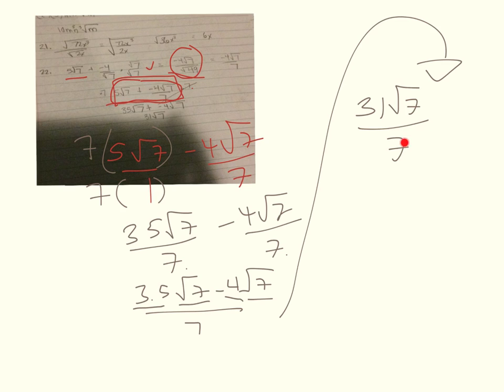I'd like to cancel these 7s, but one's in the square root and the other one's not, so I can't cancel them. If the 7 would have gone into 31 evenly, I could have canceled that, but it doesn't go in evenly, so I'd leave it just like that.